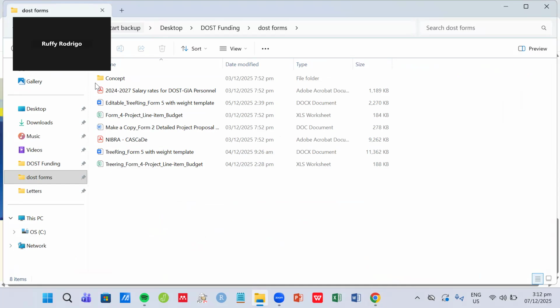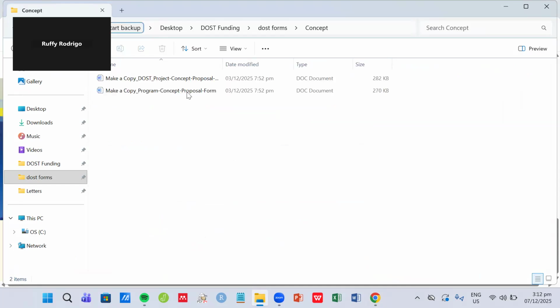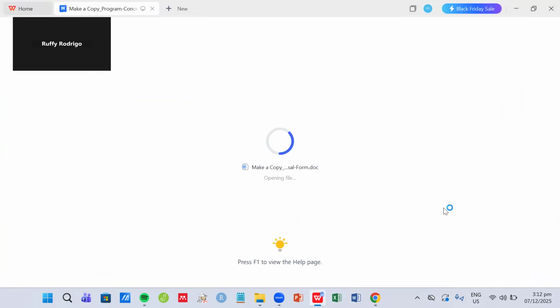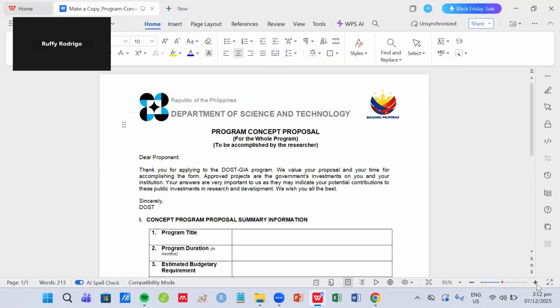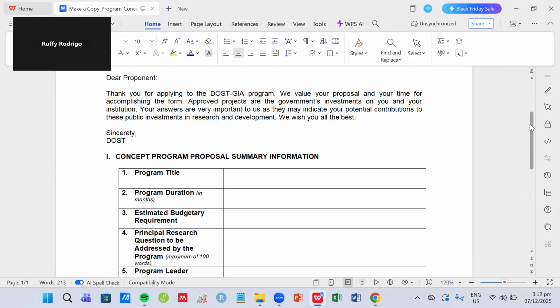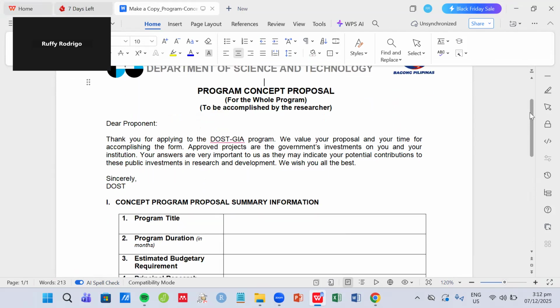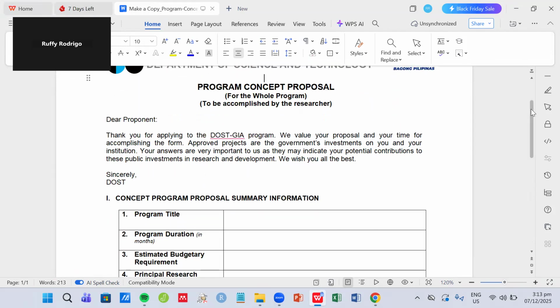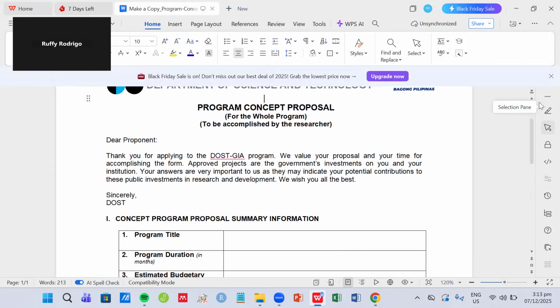So first, let me just check this. Here is the concept proposal that I sent. So basically, this is what a concept proposal should look like. You have to write the program title and the program duration. Because if it's a program, the hardest part of this is it should be composed of different components.